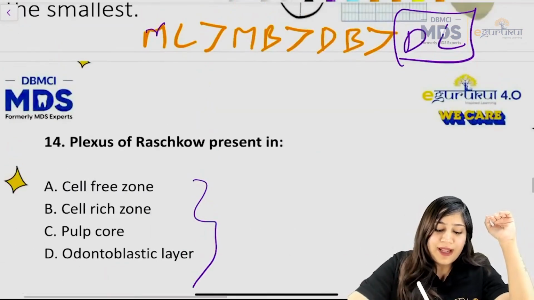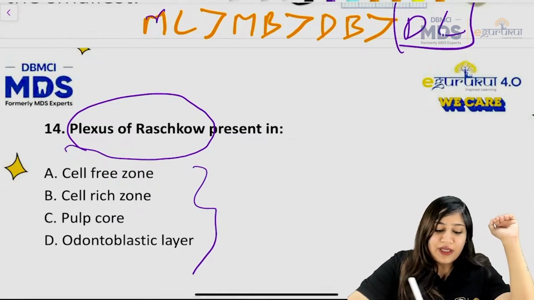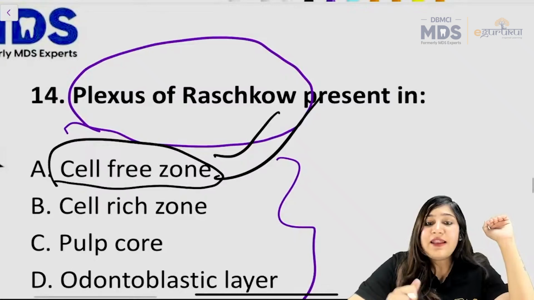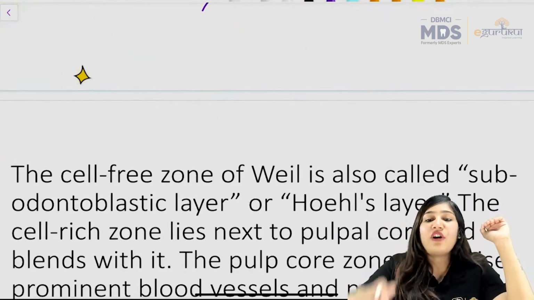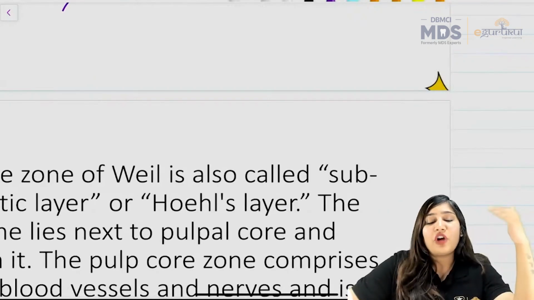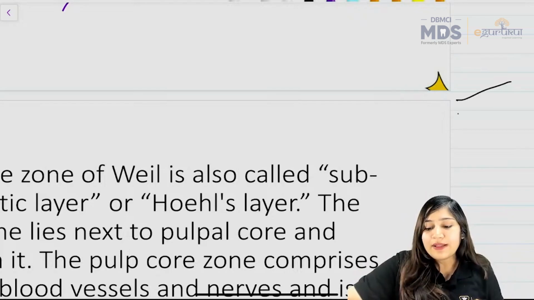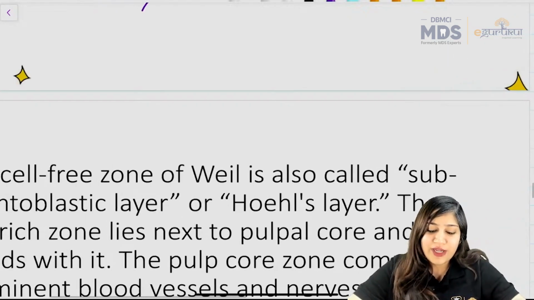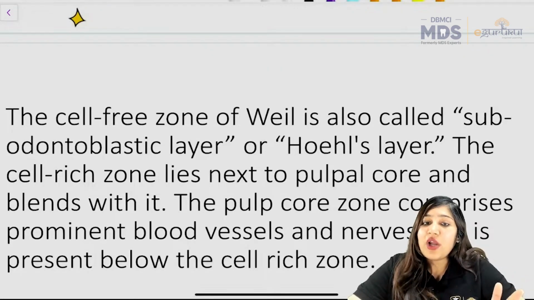So, plexus of Raschkow is basically present in cell-free zone. It is present in cell-free zone. Cell-free zone is also known as zone of Weil. It is subodontoblastic layer. Usually, after the formation of dentine, the odontoblasts move towards the pulp and they occupy this cell-free zone. So, it is also known as subodontoblastic layer, zone of Weil, or Hoyle's layer.